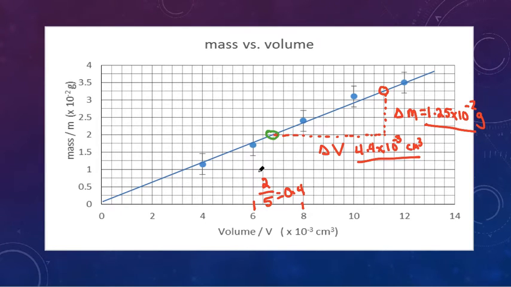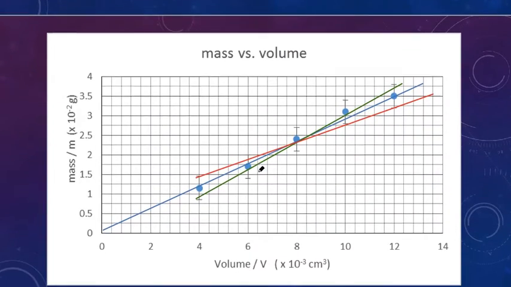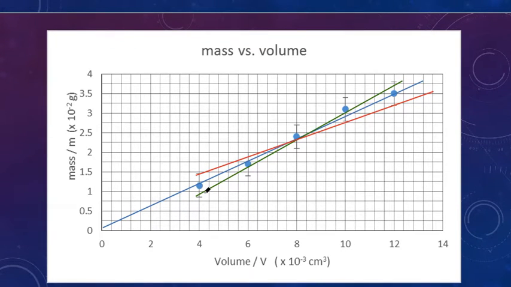Okay, now I'm going to repeat that same process for my max and min line. So I'm going to repeat it for my green line right here. Find two spots that go through the grid of the graph paper and do delta y over delta x, or delta m over delta v. And then repeat that for the red line. Okay, so once again, pause the video, find your slope of all three, and then we'll kind of compare answers.